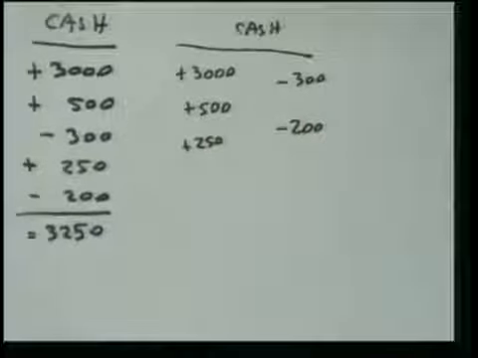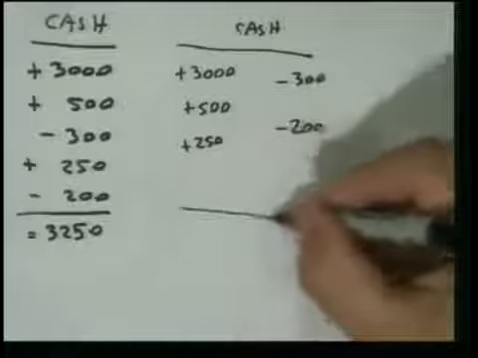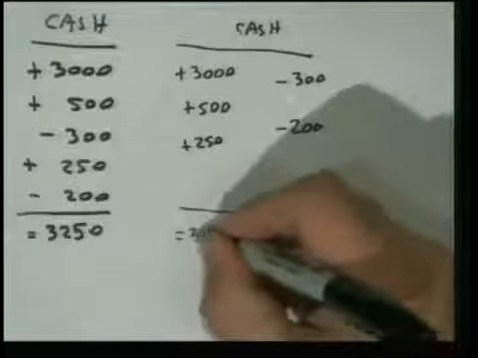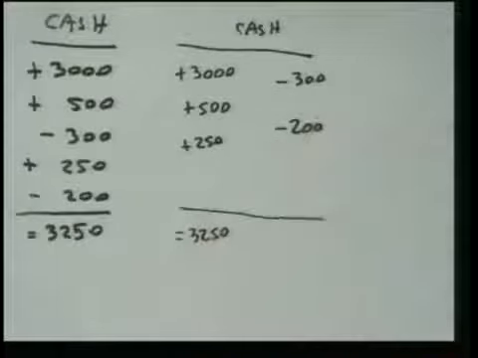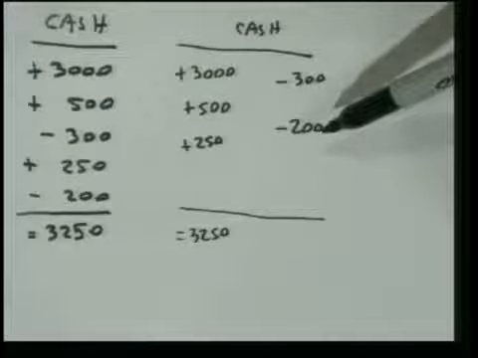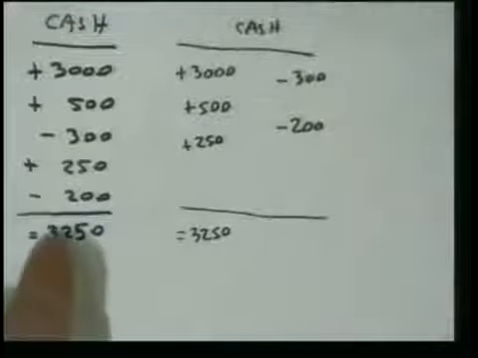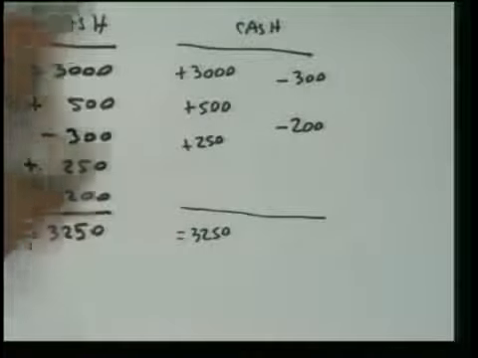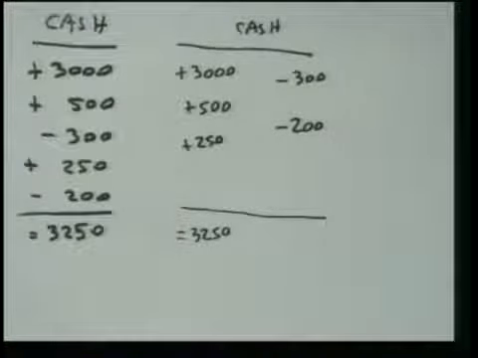Okay? The balance would still be $32.50, right? You understand how that moved to this? So, would you allow me to do that? Instead of writing it like this, let me just put the increases for cash on the left side and the decreases on the right side.